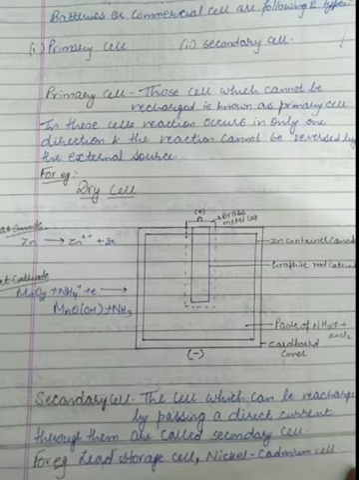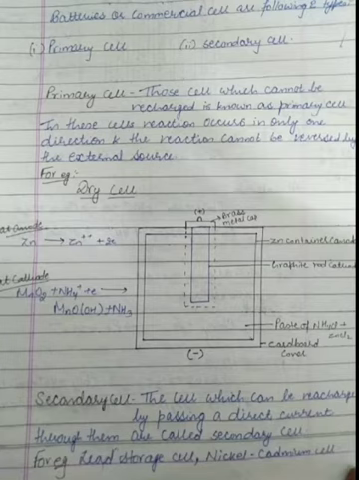Their examples are the nickel-cadmium cell, and the very important one which we study, the lead storage battery, because it is asked in exams. Students, in 2018 it was directly asked: what are primary and secondary cells, write two points of distinction between them. And in about 2014 and 15, and also in 18, it was asked: what are primary cells, write the reactions involved at anode and cathode. So for this we have to study it in more depth.